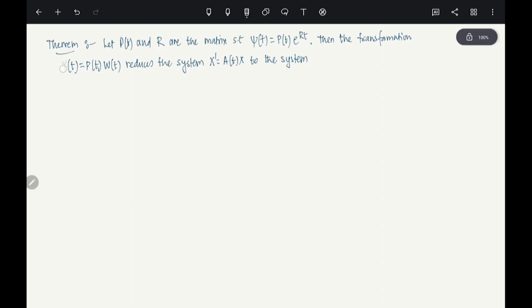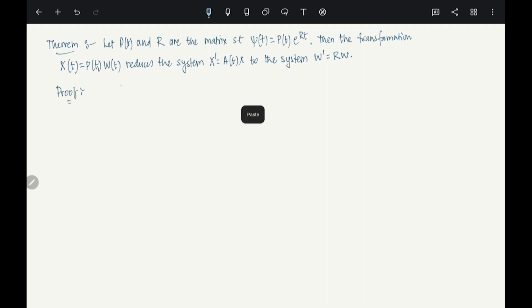Sorry, I have to write y in another case. So let's just write it as x of t. Otherwise, I have to again go through that y is the solution of that problem. Anyway, this reduces the system to the system w prime equals R times w. You see that the variable coefficient system actually gets reduced to a constant coefficient system. So how do you prove it? Let's look at the proof.